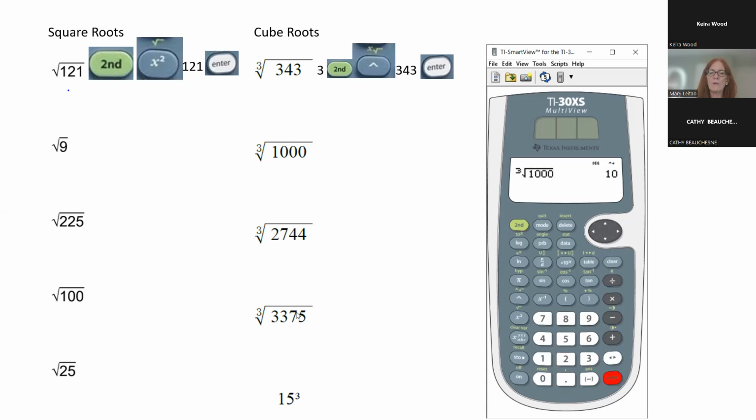Okay, we'll skip down towards the bottom and do one more. We'll put another 3 in. Now we could do a 4th root if we wanted to, or a 5th root, but we'll do 3. And that root sign, 3375. 15. I'm going to clear this.